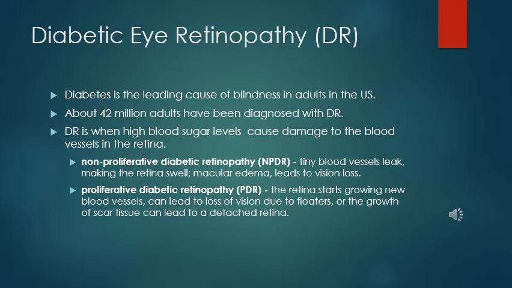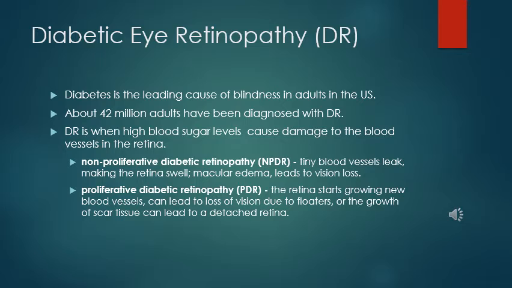The more severe vision-threatening form is proliferative diabetic retinopathy, or PDR. Here, the retina starts growing new blood vessels, which leads to floaters that can eventually block a person's vision. Additionally, scar tissue can also grow and will lead to a detached retina.